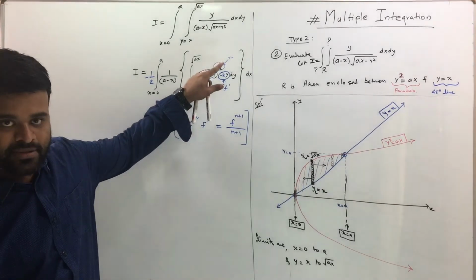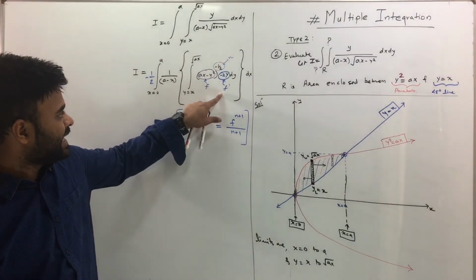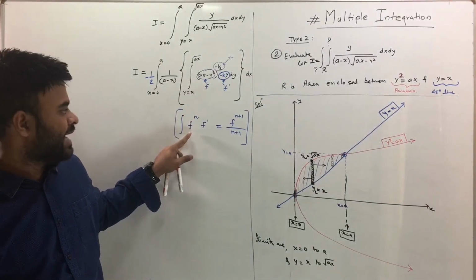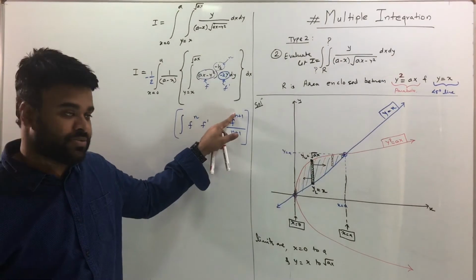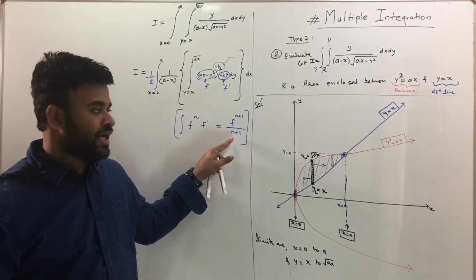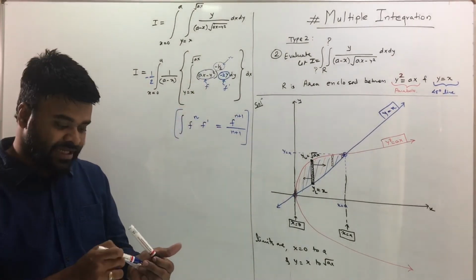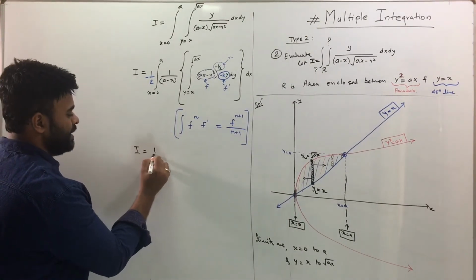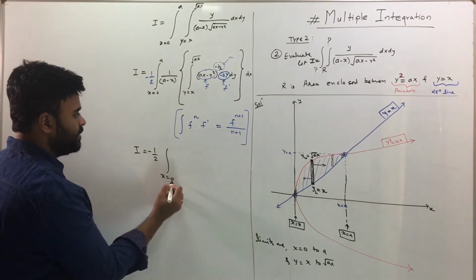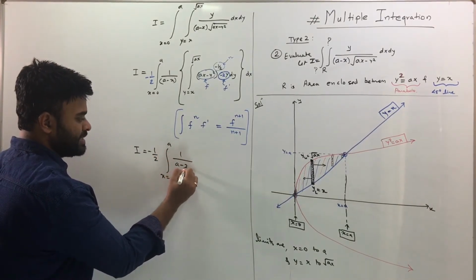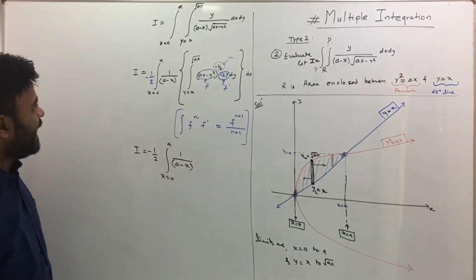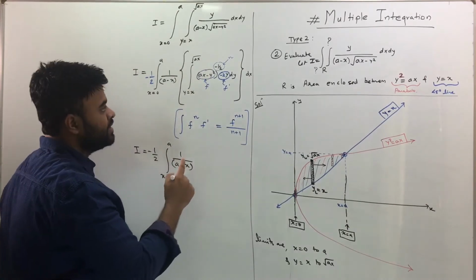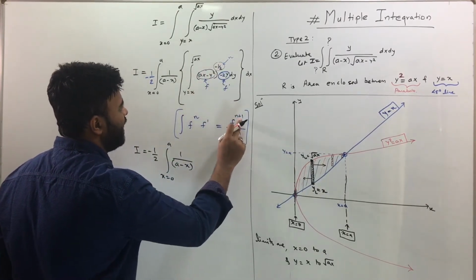A function raised to some power, and this is the derivative of the same function. And if that is the case, the answer of this integration is going to be the function raised to n plus 1 upon n plus 1. So now we can use this particular formula, and the inner integral is already solved. See how it goes. I is going to be minus half outside, x equal to 0 to a, 1 upon a minus x as it is. And what is the integration of this one here? This is the function raised to n plus 1, n is minus half. So minus half plus 1 is going to be half.